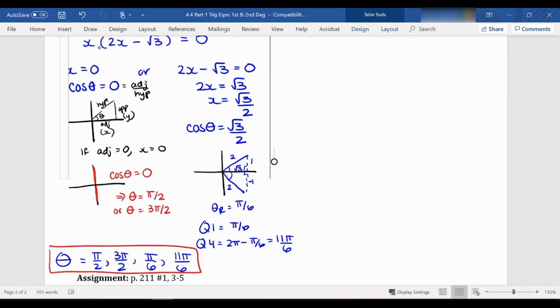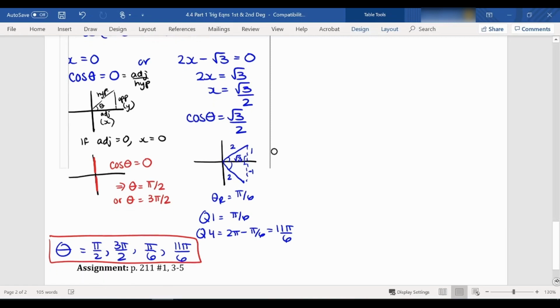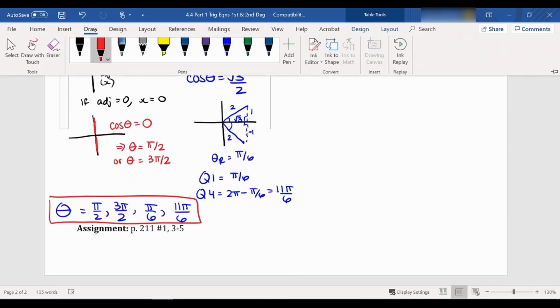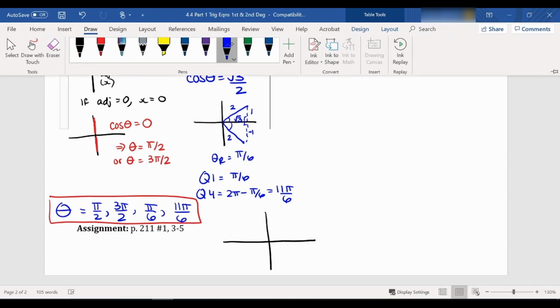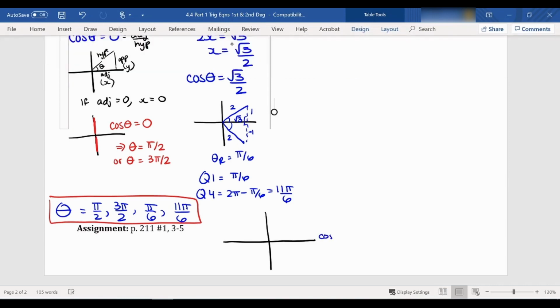So for these quadratic ones, you could have as many as 4 different answers. Now, it might be helpful to memorize the quadrantal trig ratios. If you are on the positive x-axis, cosine theta equals 1, sine theta equals 0, and tan theta equals 0. On the negative x-axis, cosine theta equals negative 1, sine theta equals 0, tan theta equals 0.